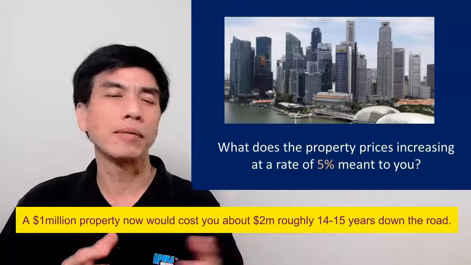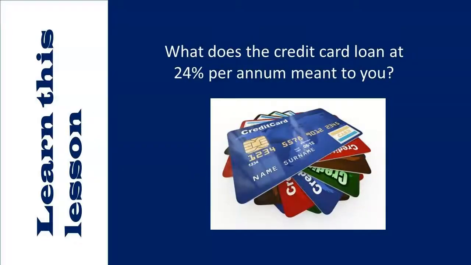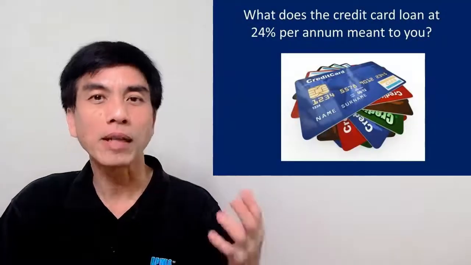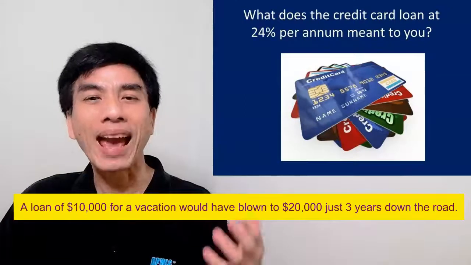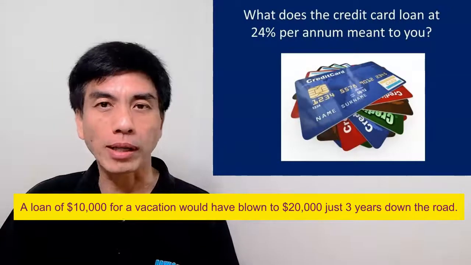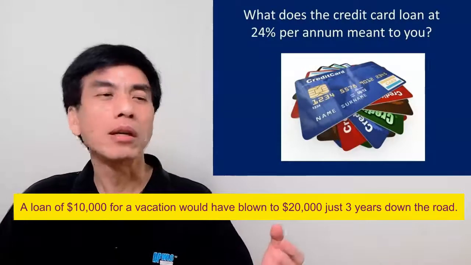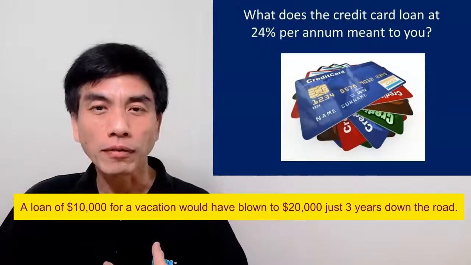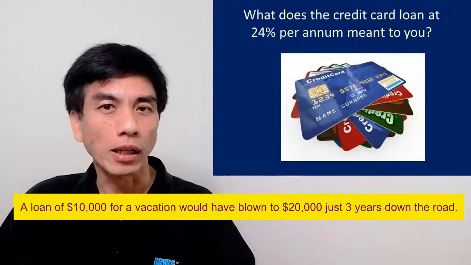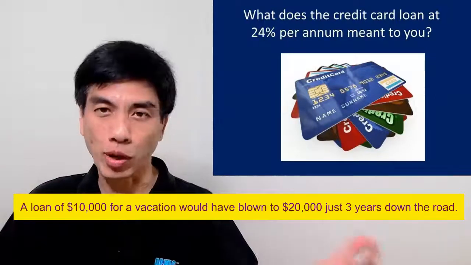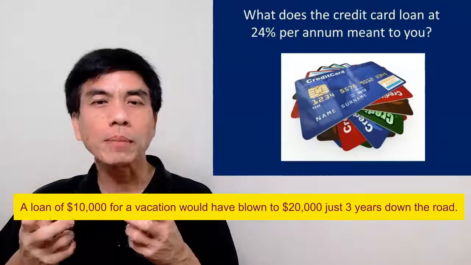In a similar way, let's say you owe a credit card company $10,000 because you went for a vacation. Based on the credit card's interest rate of 24%, by the end of 3 years, not only do you have to pay $10,000, you actually have to pay another $10,000 to the credit card company. So not only did you buy a vacation for yourself, you bought a vacation for the bank as well. All these numbers start to make sense when you have an idea of the Rule of 72.